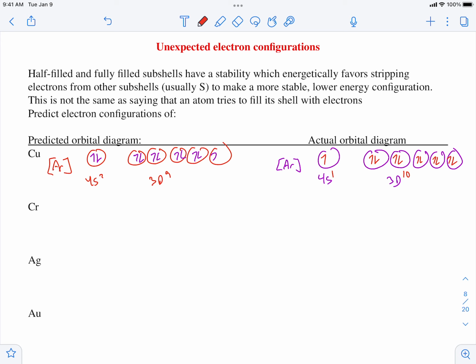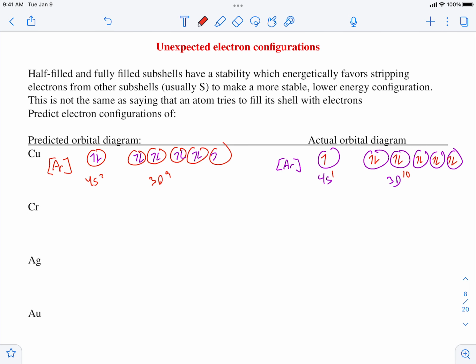What happened? The s electron has moved into the d subshell. And this is how it's actually observed. Okay, now, how can this happen?